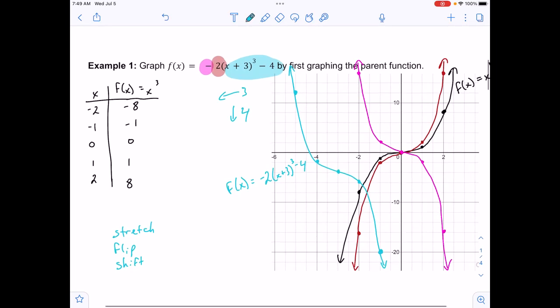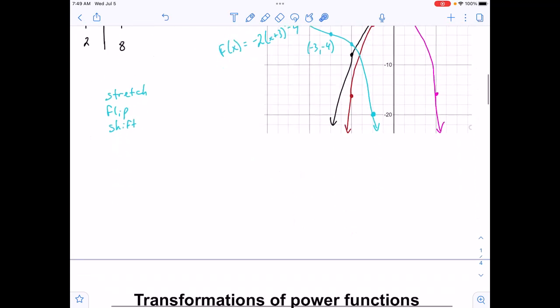This was located at -3, -4, which ended up matching the transformations of the shifts, the horizontal shift and the vertical shift. So how convenient would it have been for me to simply locate these shifts and immediately start by plotting that point there. That's actually how we're going to do a quote-unquote quick graph of our cubic function.